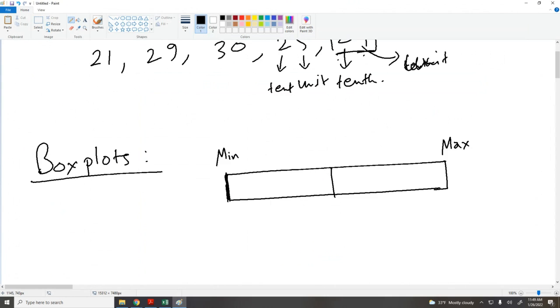So you can see that below this point, we have 50% of the data, and below the end, we have 100% of the data. We can think in that way. And this point would be known as the median.